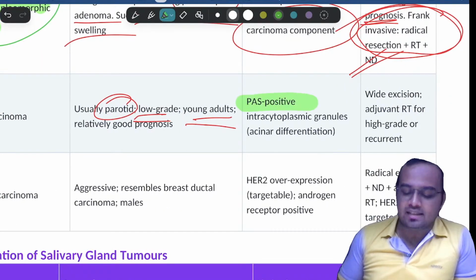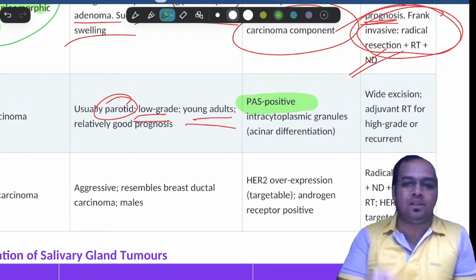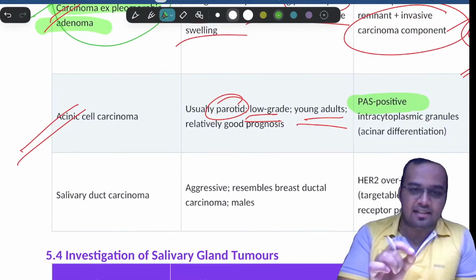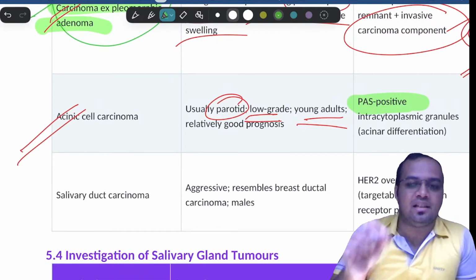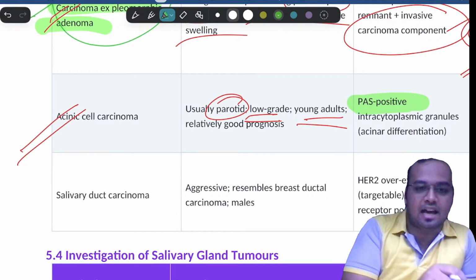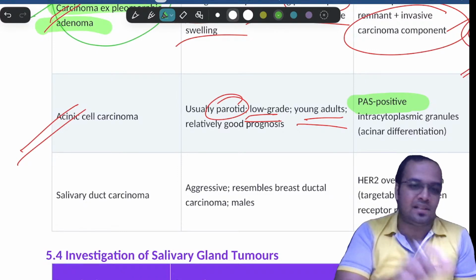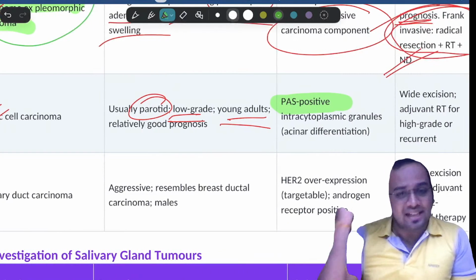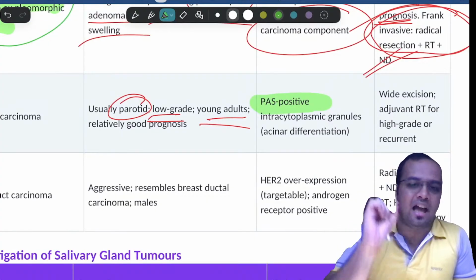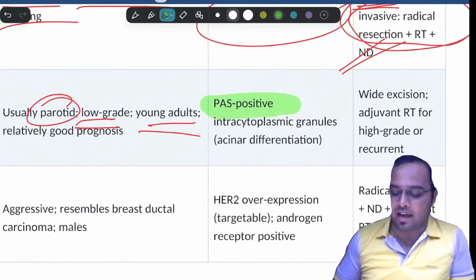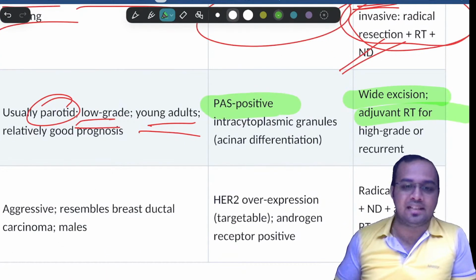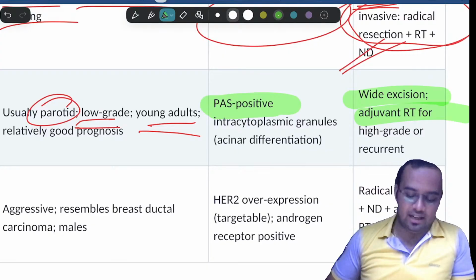So the important things I have included in the notes. A PAS positive tumor is going to be acinic cell carcinoma. Swiss cheese pattern is adenoid cystic carcinoma. And the third important thing is when there is a cystic component, it is mucoepidermoid carcinoma with good prognosis. So these are the things you should hammer in mind. You should remember my name, then you will be able to write it in all papers. Wide local excision with adjuvant radiation. No role of chemotherapy in salivary gland tumors.